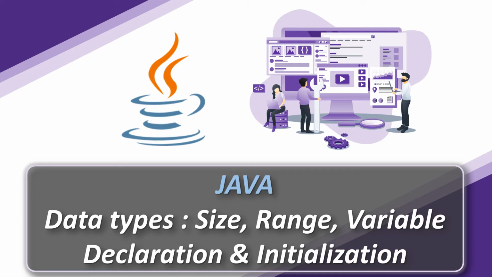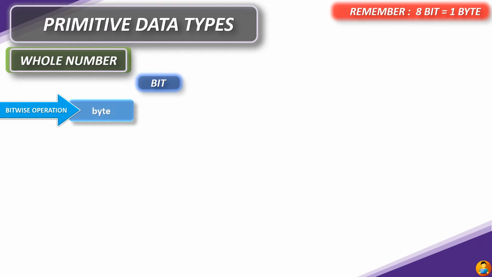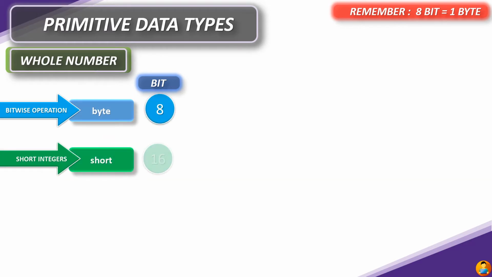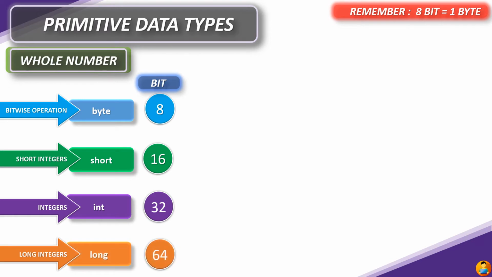In this presentation, we will learn about variable size, range, declaration, and initialization in Java. As we have discussed the data types in the previous presentation, the data types for storing whole numbers are byte, for performing the bitwise operation, with the size 8 bits; short, for performing the smaller range of operation, with the size 16 bits; int, for performing a wide range of operation, with the size 32 bits; long, for performing the longer range of operation, with the size 64 bits.